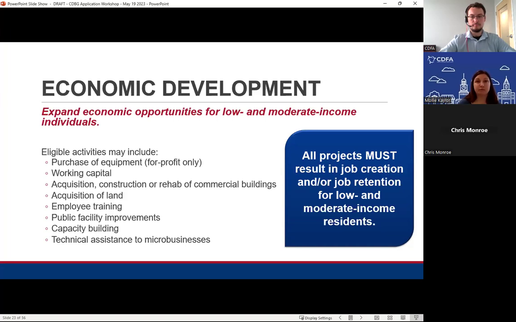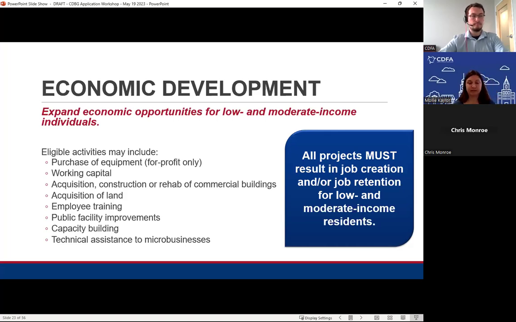That is a really strong program here in New Hampshire. There's a network of TA providers throughout the state that receives that funding and then turns around and provides excellent technical assistance to those small businesses located throughout the state. And so that is another type of activity that can be funded under economic development.